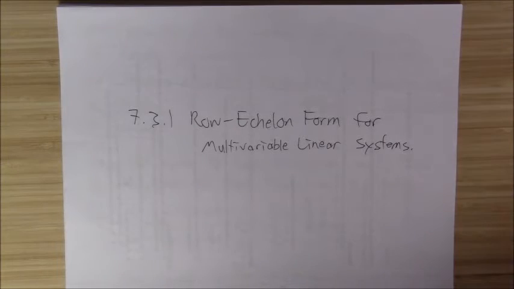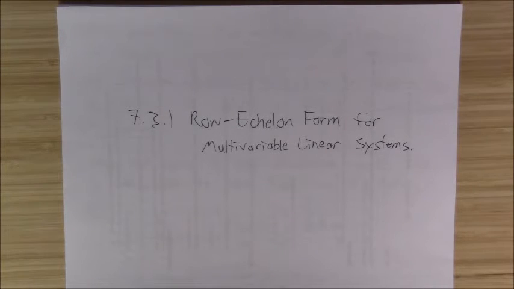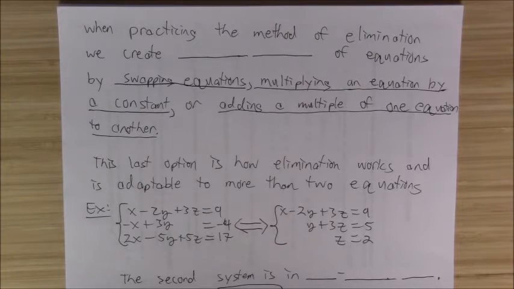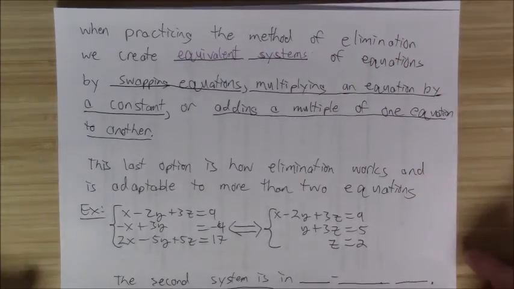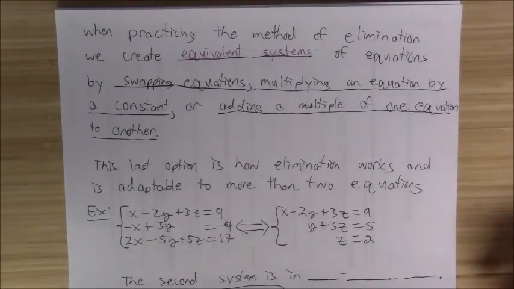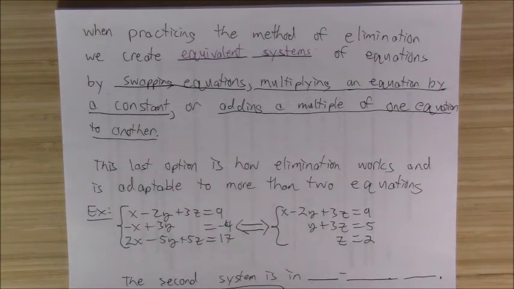In this video, we'll be discussing row echelon form for multivariable linear systems. When practicing the method of elimination, we create equivalent systems, and we do this by either swapping equations, multiplying an equation by a constant, or adding a multiple of one equation to another. This is actually really what we've been doing throughout. Most notably, the last option we've been using for elimination, and it's actually adaptable to more than two equations.